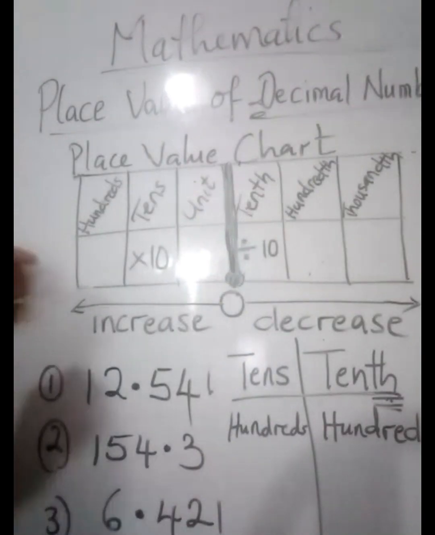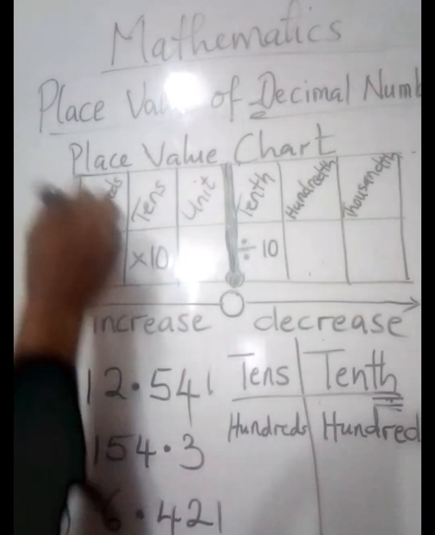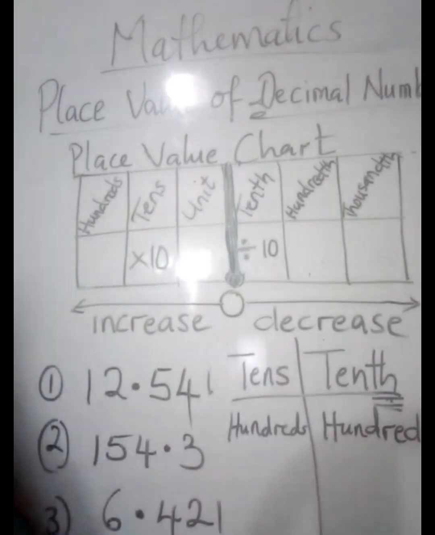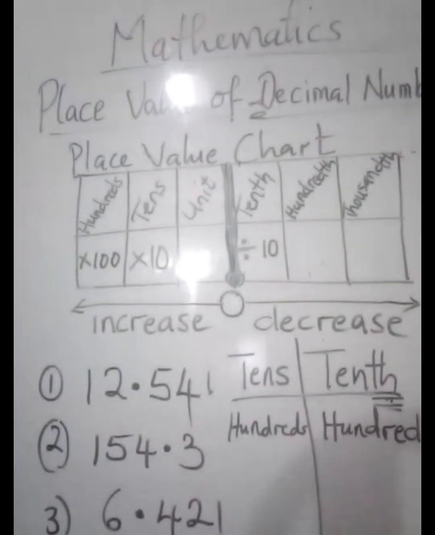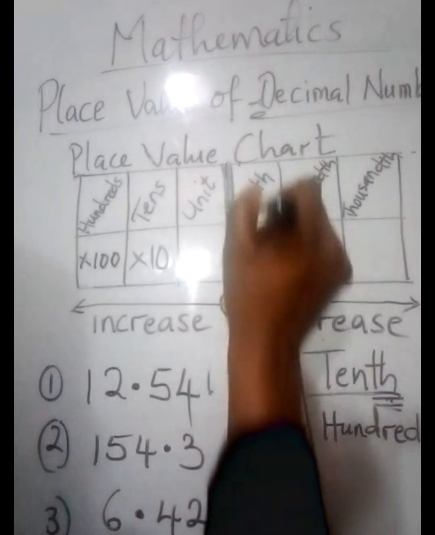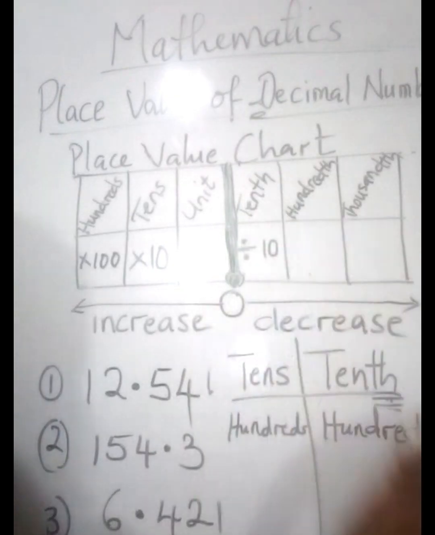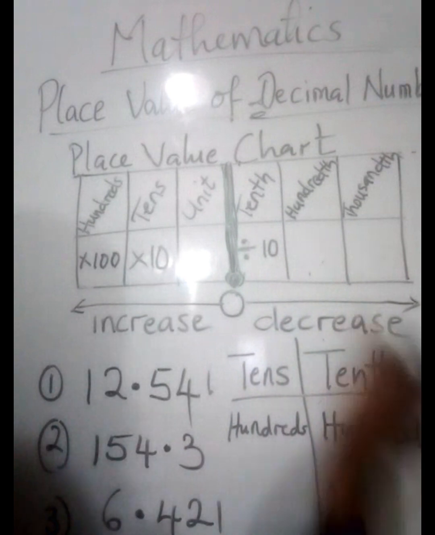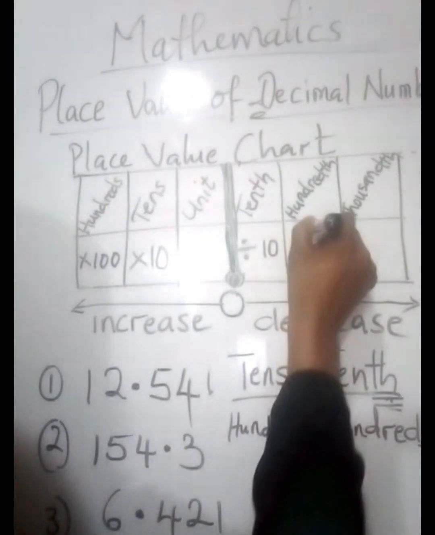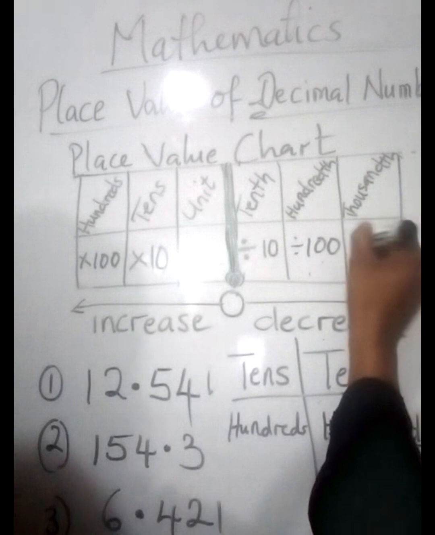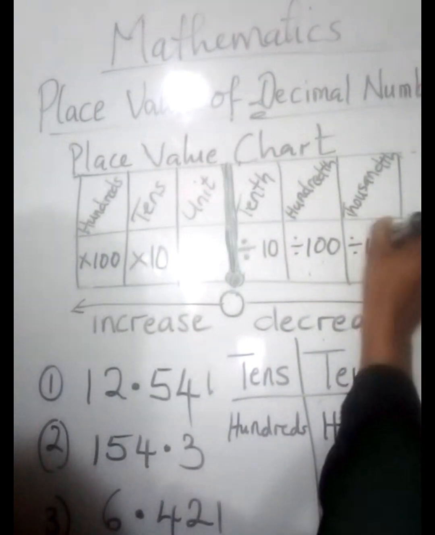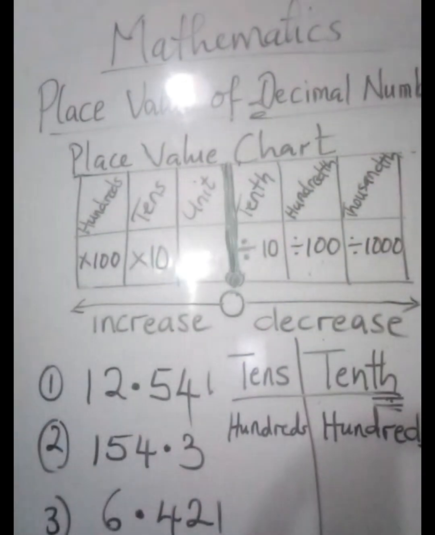Okay, now when we are going towards the left, the next one here is hundreds, and when you're doing hundreds for the whole number, any number in the position of hundreds simply means multiplied by 100. Okay, while the number in the position of hundreds with a th means divided by 100. It goes on and on. The thousandth position means divided by 1000.